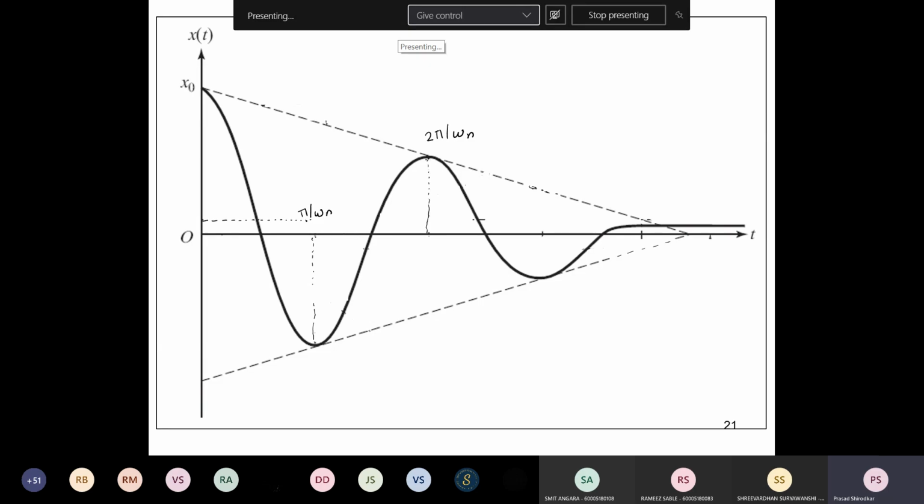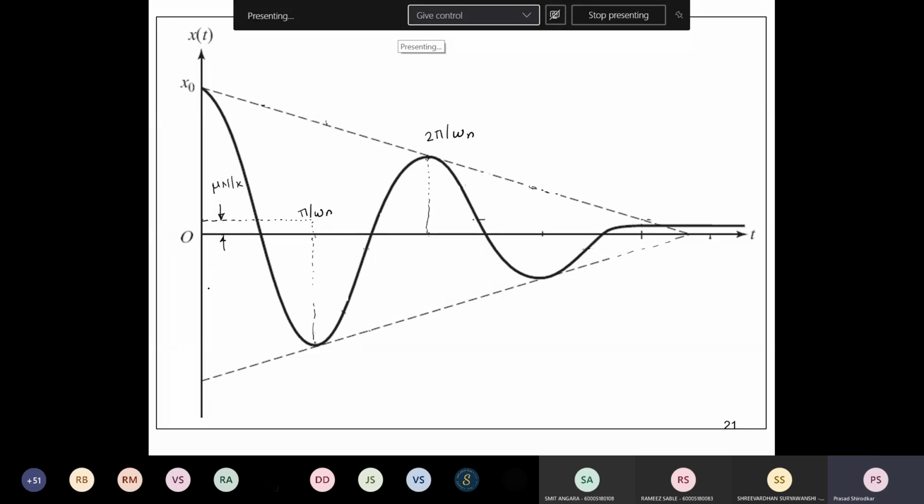Please pay attention to all these details, because the next quiz question will be based on all the discussions we are having currently. Make sure you understand everything that is being discussed now. So this distance from the axis is μN/k.